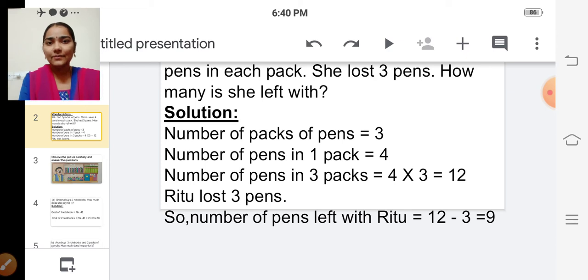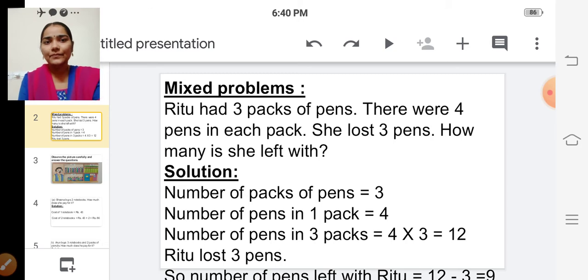Is that clear? So first we have to find out the total number of pens, and then in the next step she lost 3 pens, isn't it? So we have to subtract these 3 pens from the total number of pens. Then we will get the answer. Okay children, is it clear? Shall we move on to the next one?